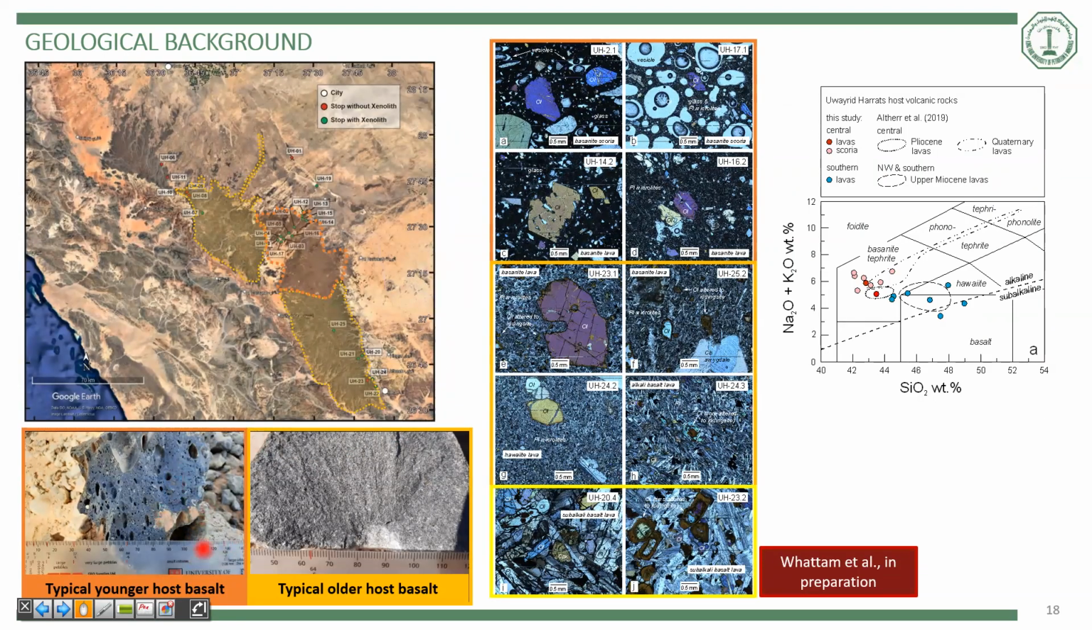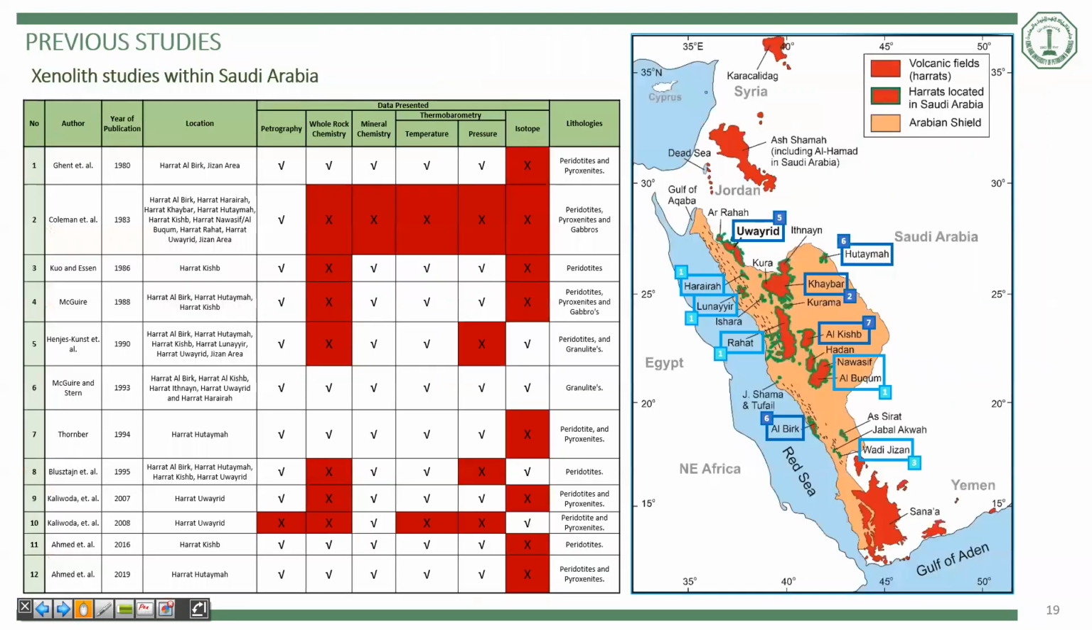Okay, and this is additional information regarding the host basalt. We have the older and younger, and these are the representative thin section images, and also based on the chemical classification of the basalts. And here are those from the central area, and these are from the northern and southern area.